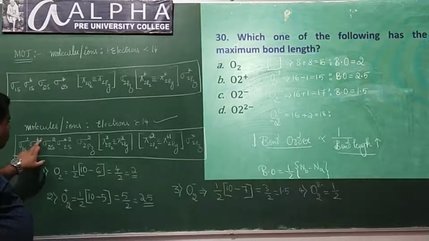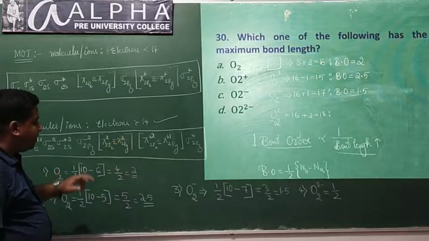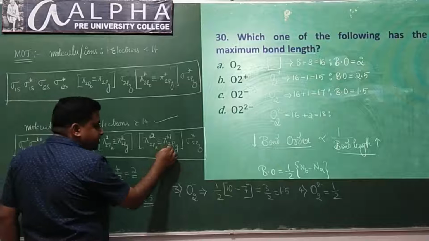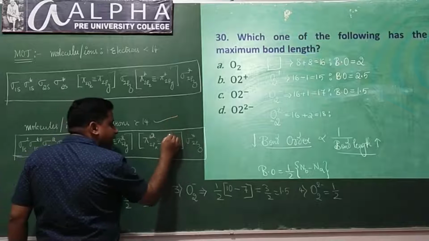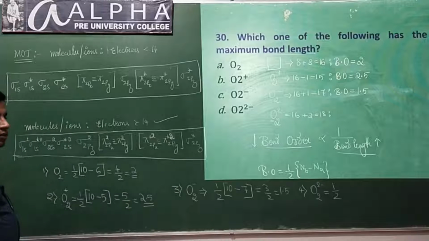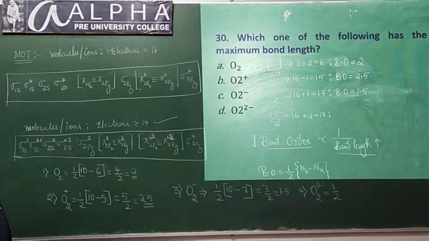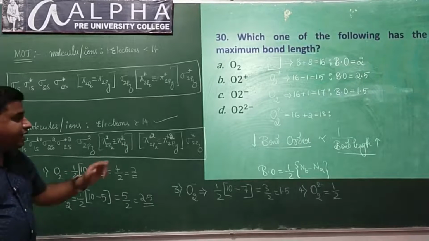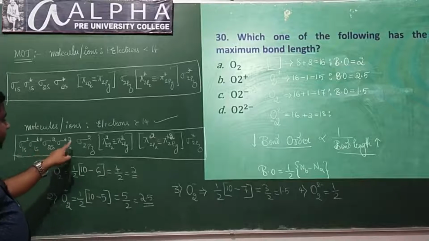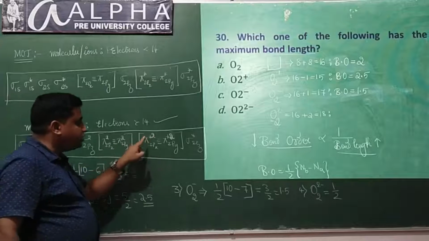2, 4, 6, 8, 10, 12, 14, 15, 16, 17 and 18. So 2, 4, 6, 8. So 18 electrons. 2, 4, 6, 8, 10, 11, 12, 13, 14, 15, 16, 17, 18.